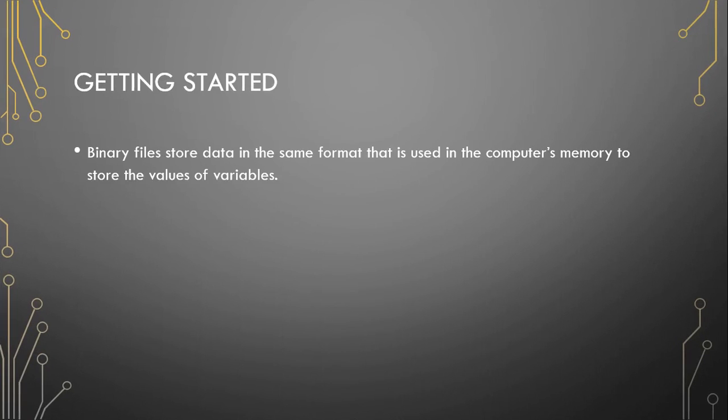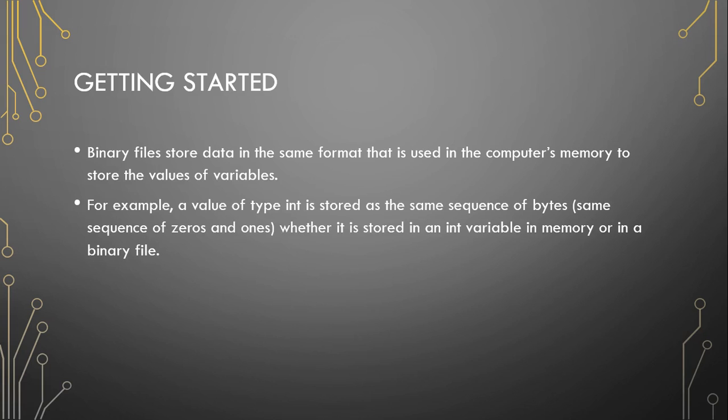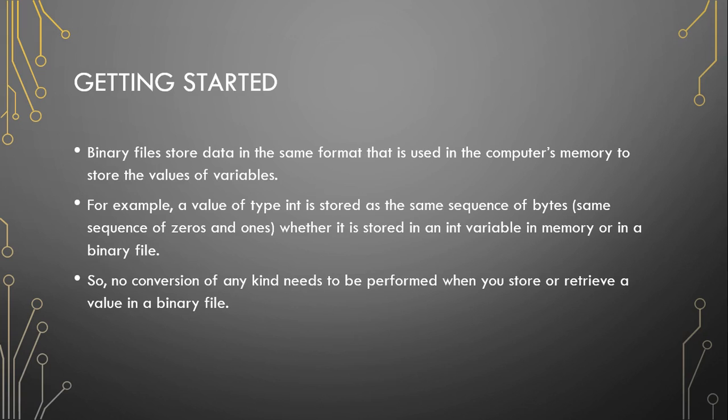Binary files, remember, are different from, for example, text files. Binary files' purpose is to store data in the same format that is used in the computer's memory to store the value of variables. So, for example, the value of type int is stored as the same sequence of bytes, or the same sequence of zeros and ones, whether it is stored as an int variable in memory or in a binary file. So pretty much no conversion needs to take place of any kind when you store or retrieve a value within a binary file.